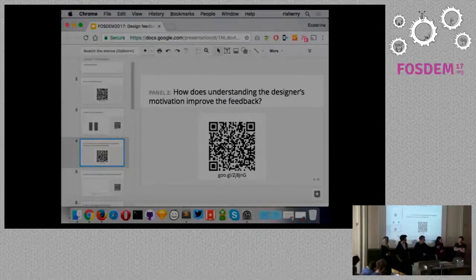Hard question. Anyone? So do you think that if you know that a designer wants money in open source, you should treat them differently? Or if you know that they're doing this pro bono, you should maybe be more polite to them? Or does it change the approach for communities?